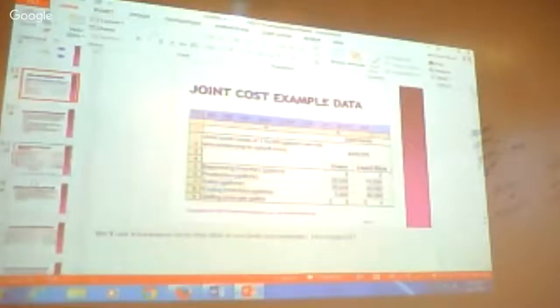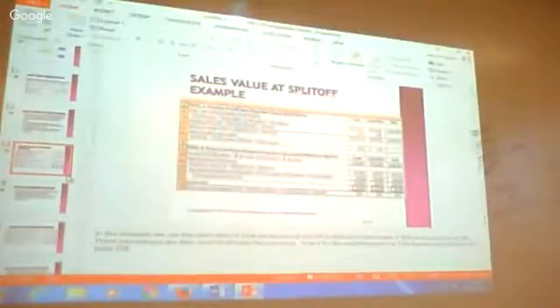Where's the sales value at split-off? Right there, it's this one. So the sales value at split-off method is the one on page 638. And the physical measures method is the one on page 639. Okay.